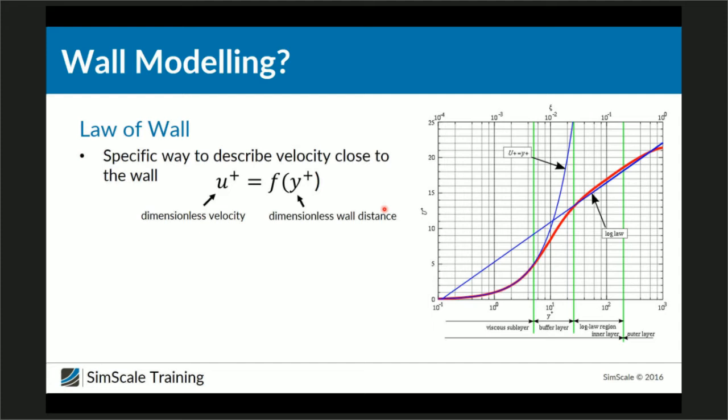And if you take a look at this law, which is called the law of the wall, you will see that there is a direct relation between dimensionless velocity and dimensionless wall distance. So what does dimensionless mean? Dimensionless means that we don't take the absolute values of velocity and wall distance, but that we calculate something like a relative dimensionless value. Dimensionless means that it has no unit.